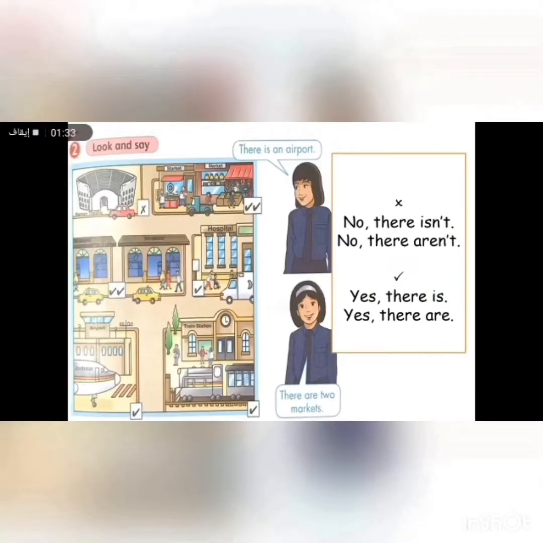Okay, now look and say. We will look at this picture and make sentences using there is, there are, there isn't, there aren't. For example, there is an airport. There are two markets. There isn't a museum.